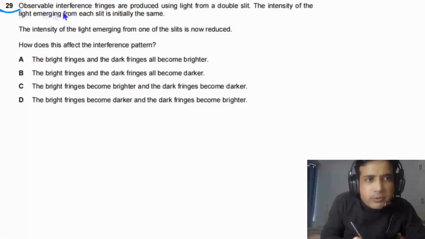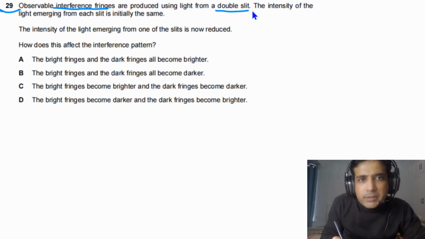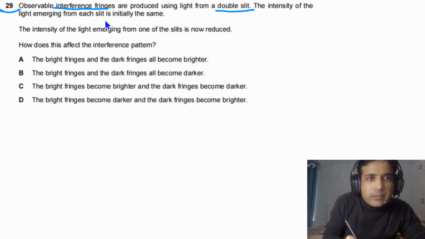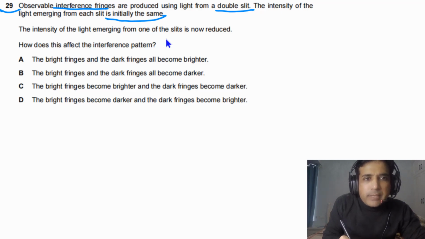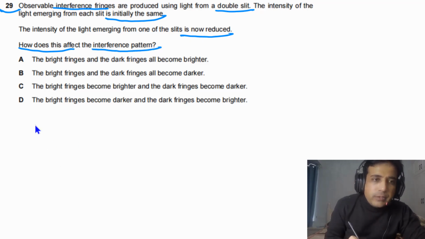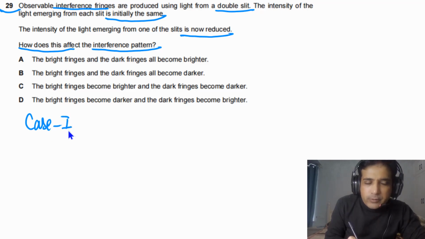For question number 29, it is given that interference fringes are produced using light from a double slit. The intensity of the light emerging from each slit is initially the same. The intensity of light emerging from one of the slits is now reduced. How does this affect the interference pattern? First of all, we will discuss two cases. In case 1, the intensity is the same from two slits.